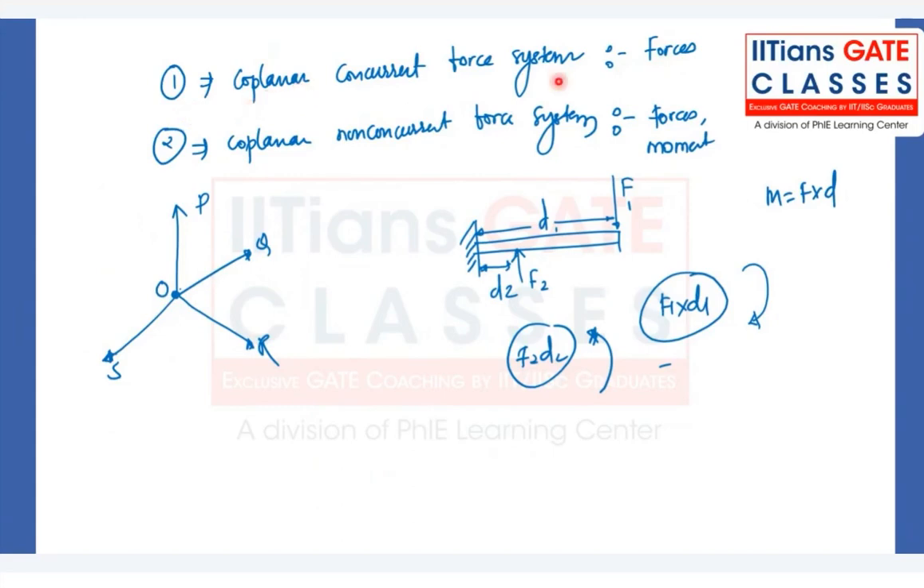But in the case of a coplanar non-concurrent force system, we will study not only the forces, but also the moments. Let's take an example here. This force F1, which is at a distance D1, creates a clockwise moment. This force F2 at a distance D2 creates a counterclockwise moment, right? So basically, whenever forces are not passing through a single point, it will create moments as well. So here we will deal with forces as well as moments. Clear?